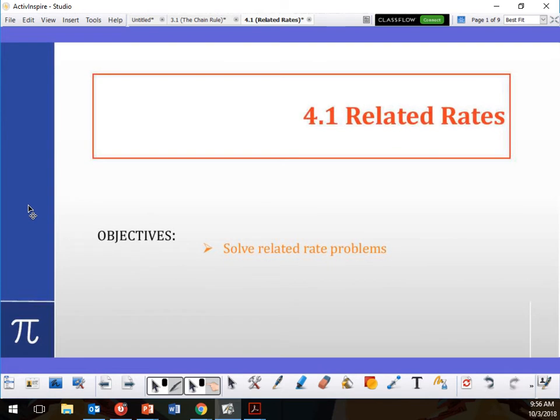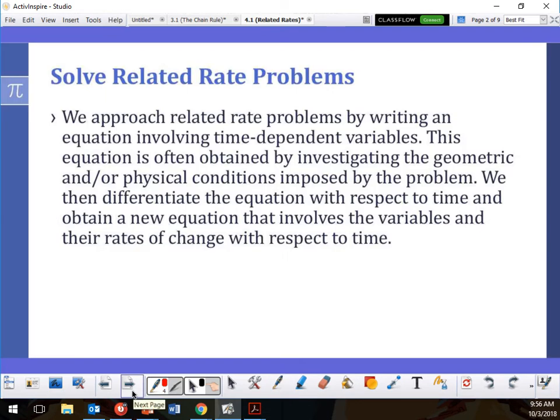Okay, all right, so let's take a look at this. Calculus 2, related rates. Solve it. Now, approach a related rates problem by writing an equation involving a time-dependent variable. Everything is in terms of time for these things. It's obtained by investigating the geometric and/or physical conditions imposed by the problem. We then differentiate the equation with respect to time and obtain new equations that involve the variables and their rates of change with respect to time.